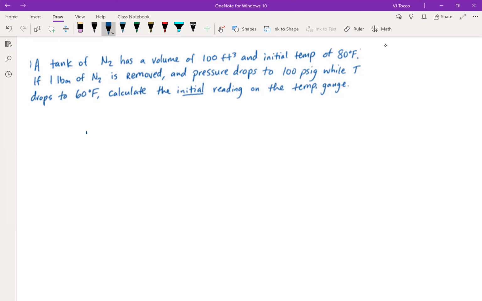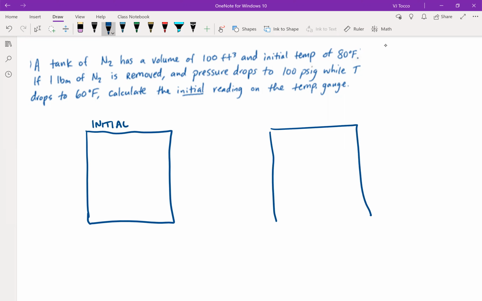I'm going to draw two pictures. One of them is going to be the initial state of the gas, and the other is going to be the final state of the gas. Nitrogen tanks are not boxes in real life, but it helps to visualize them that way. And I'm going to assume, however poor of an assumption that this is, 100 psi gauge.